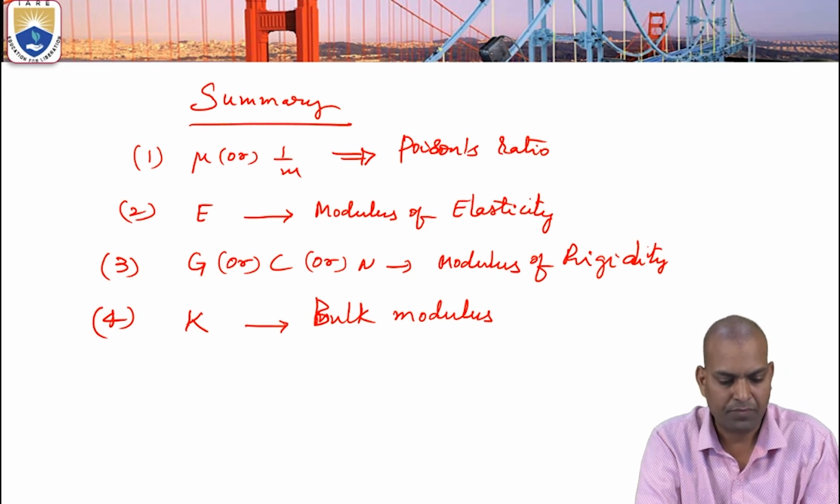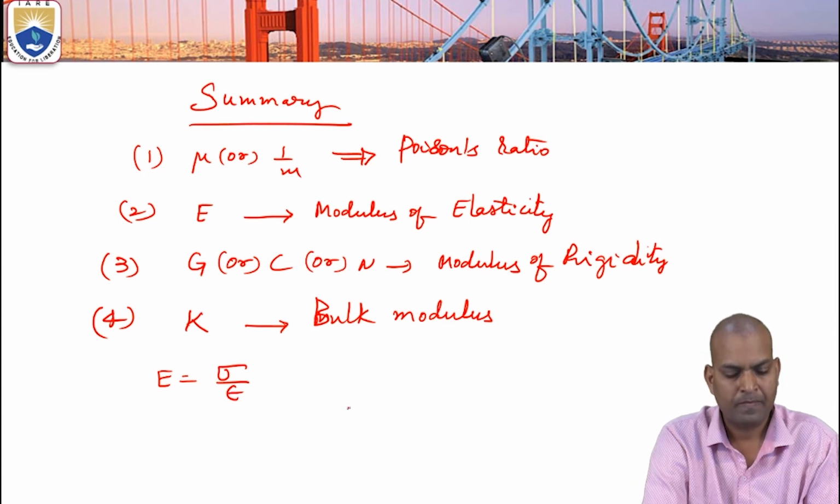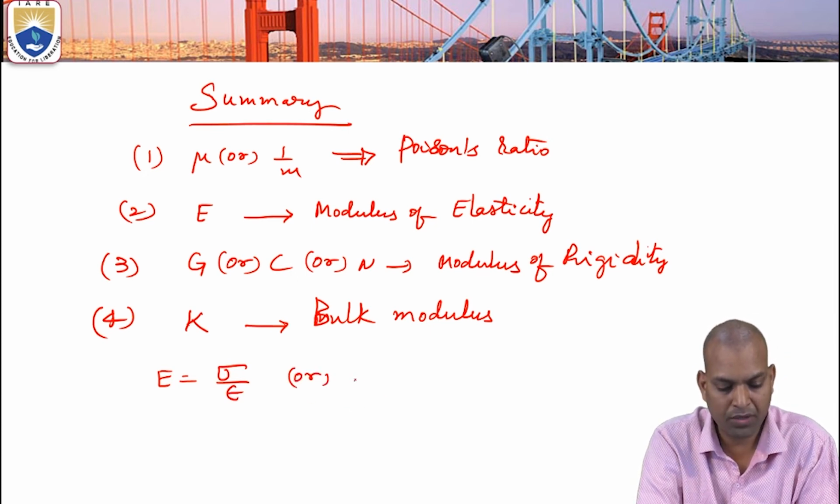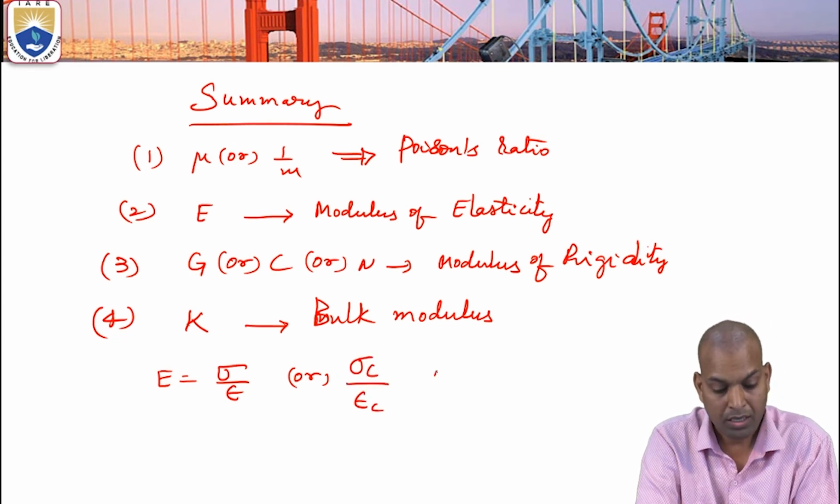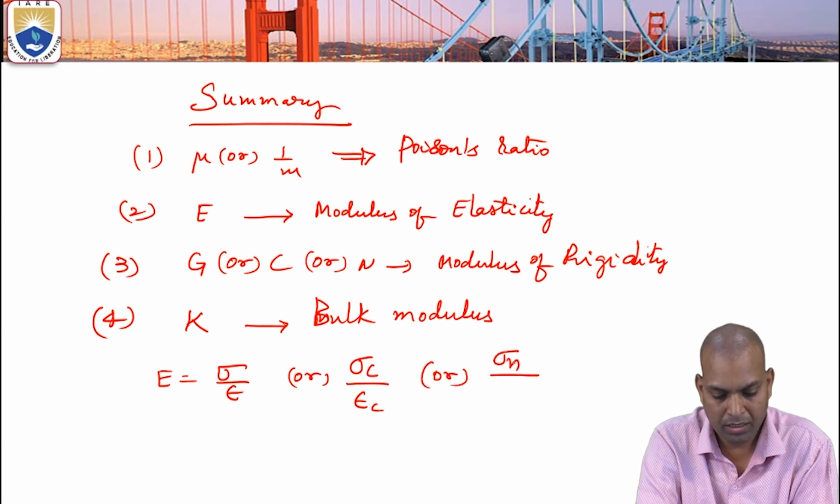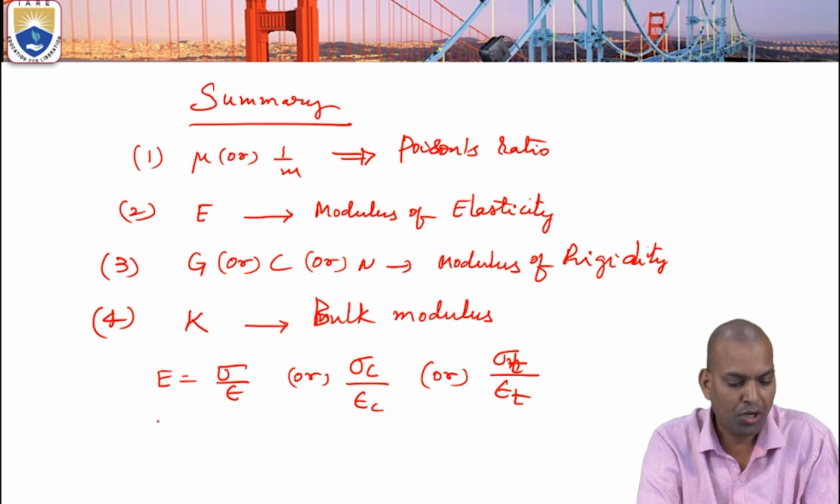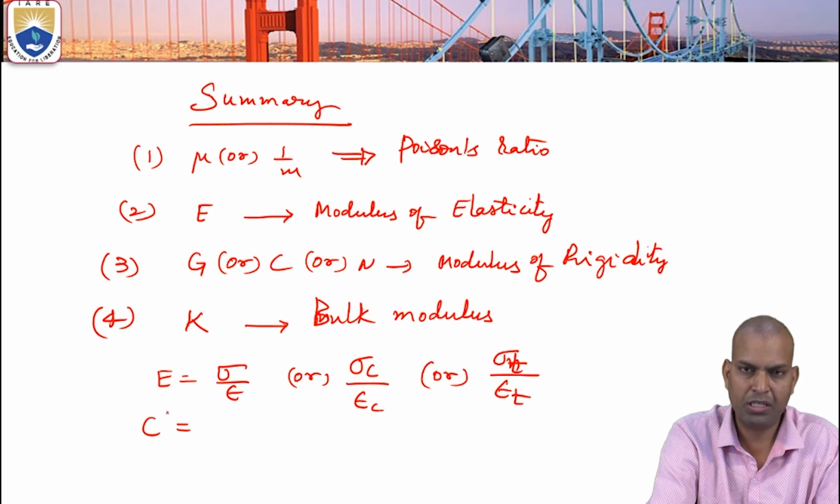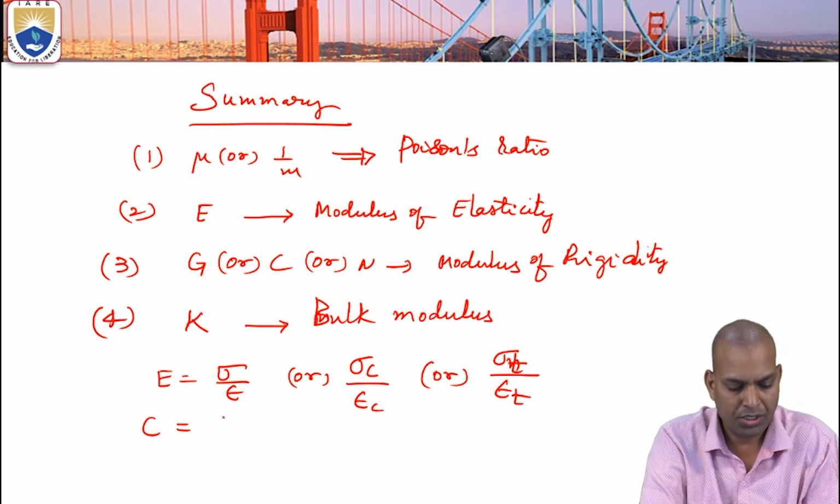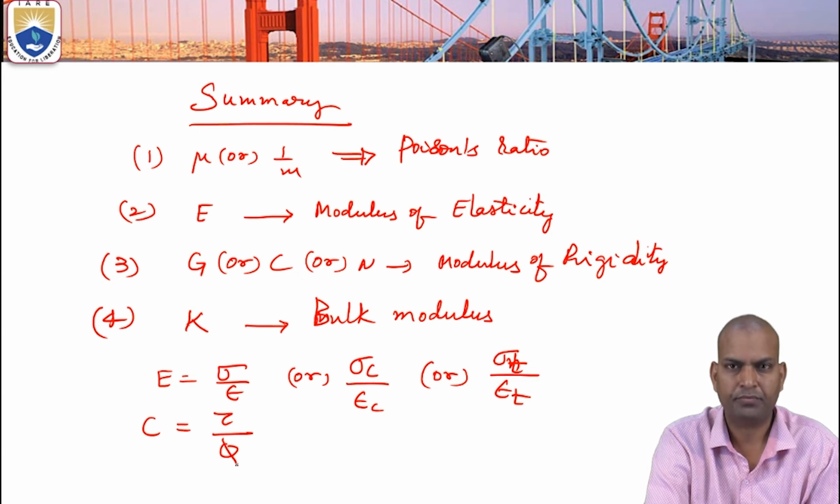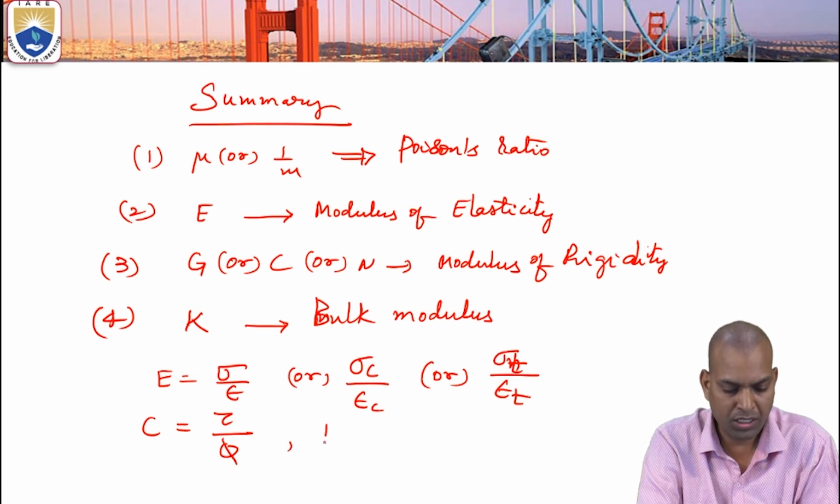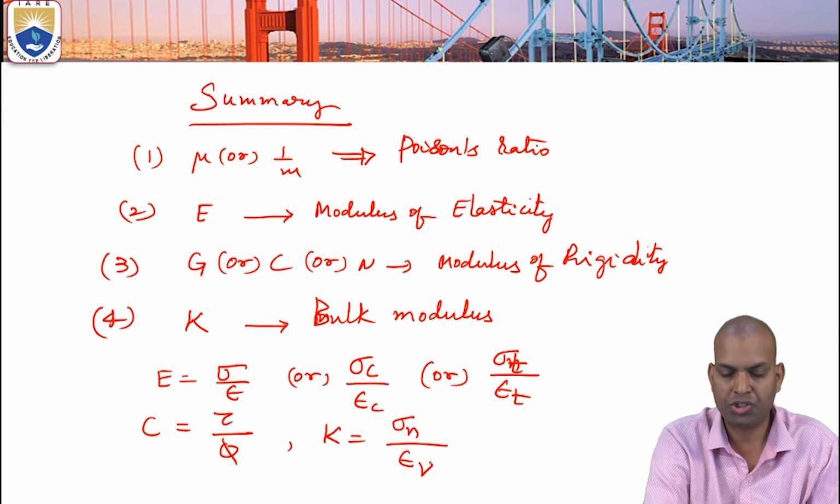Modulus of elasticity, E equal to normal stress by normal strain. If it is compressive, sigma C by epsilon C, compressive strain. If it is tensile, sigma t by epsilon t. Modulus of rigidity, denoted by C, G or N, is shear stress by shear strain. And bulk modulus, K equal to normal stress by volumetric strain.